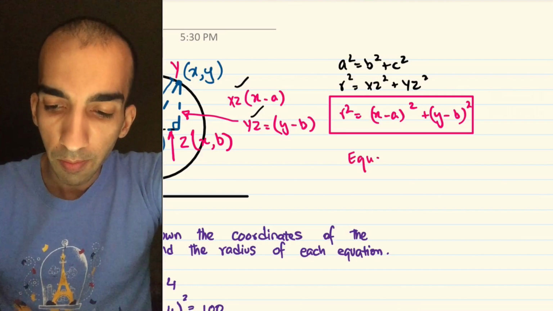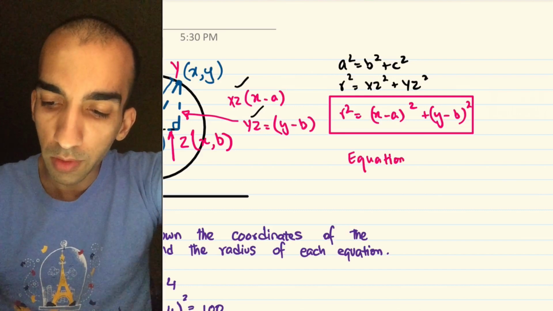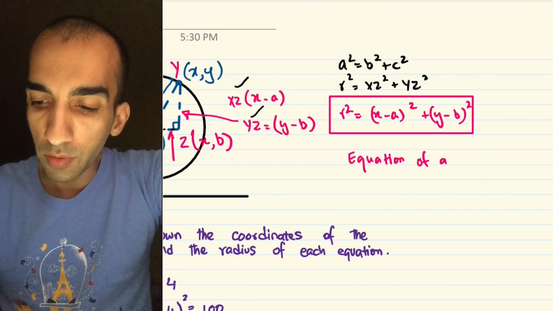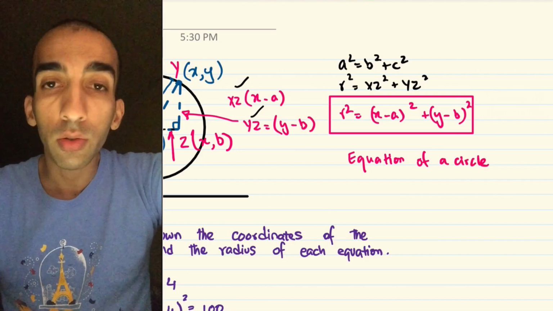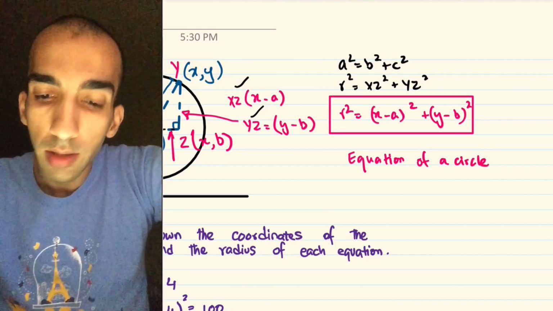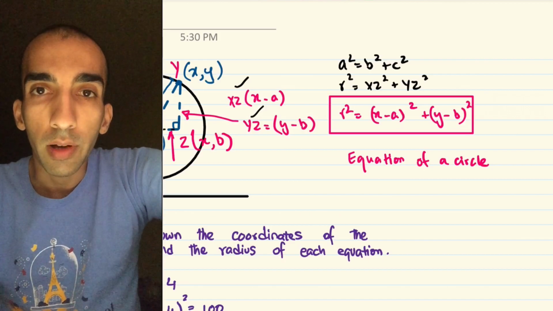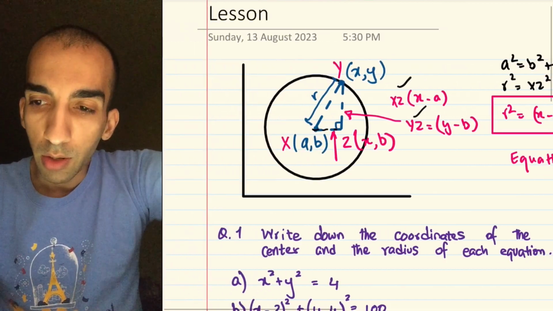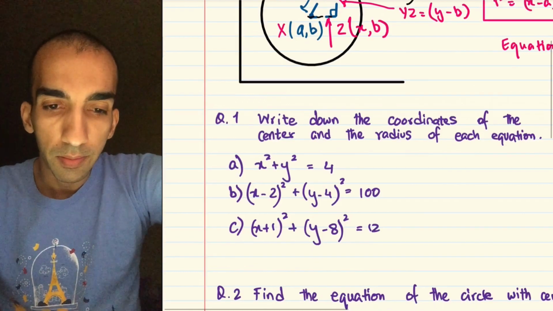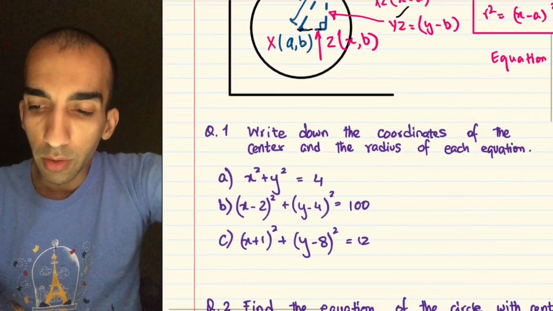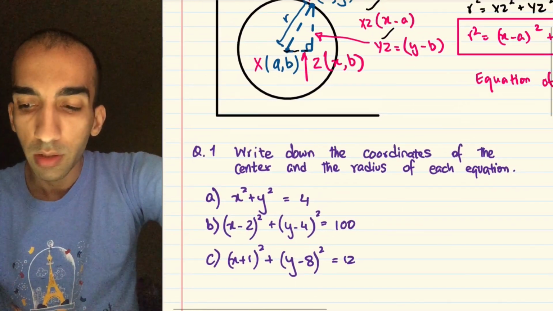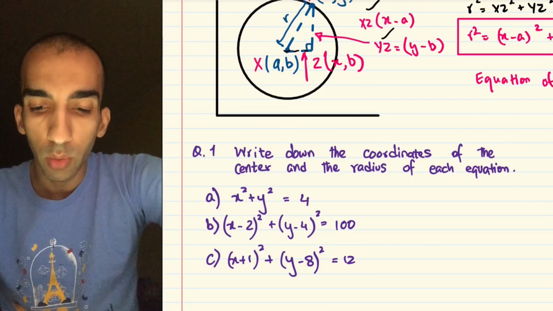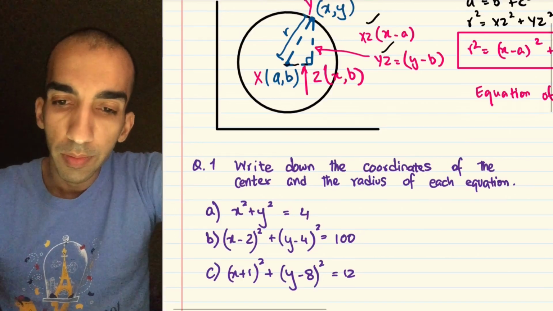Equation of a circle. Up till now what you're familiar with is y is equal to mx plus c, equation of a straight line. Today you have got the equation of a circle as well, okay? Now if you have a question which looks like this, write down the coordinates of the center and the radius of each equation. X square plus y square is equal to 4.